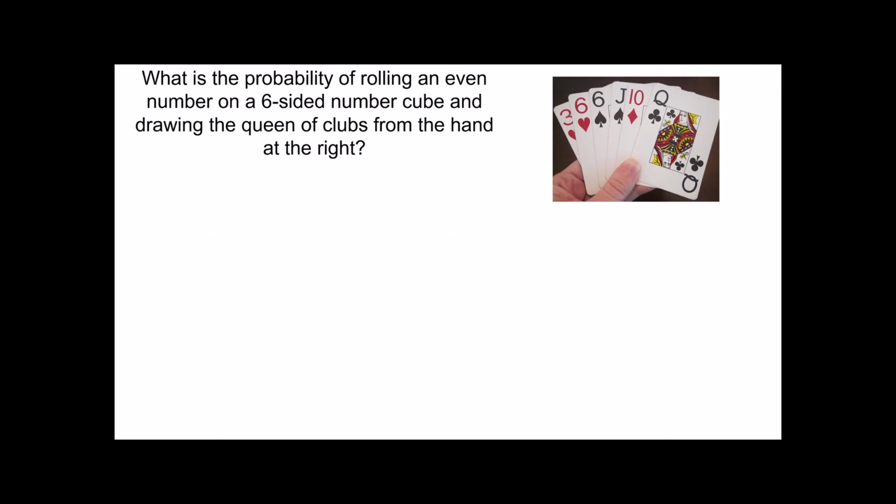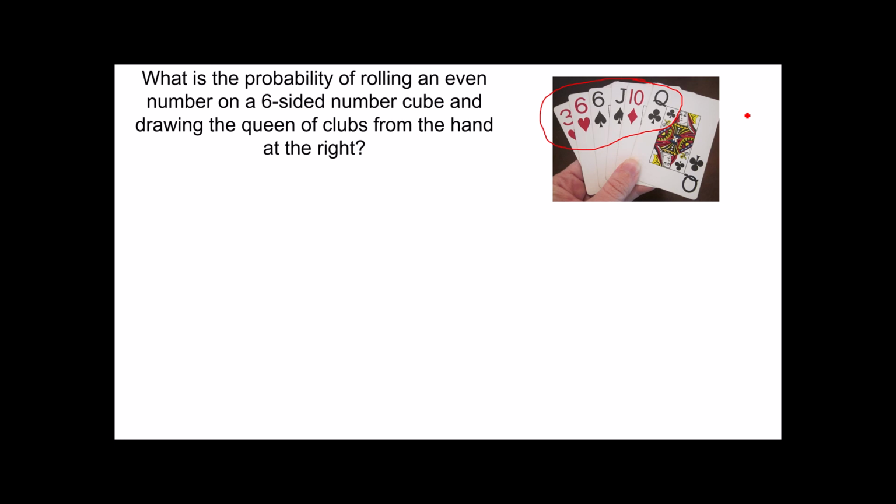What's the probability of rolling an even number on a six-sided number cube and drawing the queen of clubs from the hand at the right? Now, whenever I give you a problem that says from the hand, we're just talking about what's right here. We're not talking about the probability of getting a queen of clubs from an entire deck of cards. That's confusing for students sometimes. I do this so that students who don't remember how many cards are in each suit and how many cards are in a deck still have a good chance of getting the problem correct if they understand the probabilities.